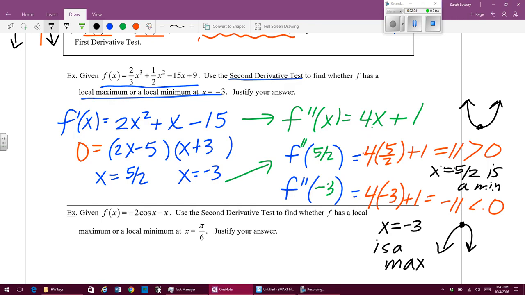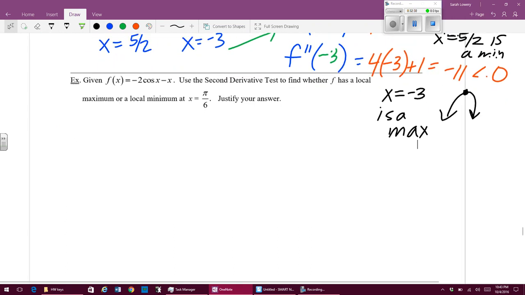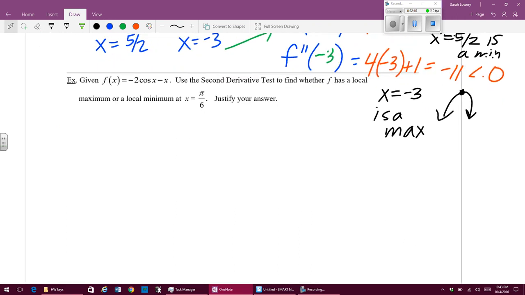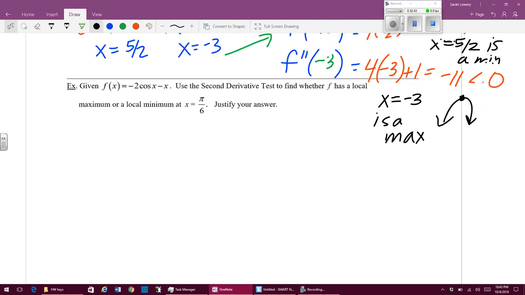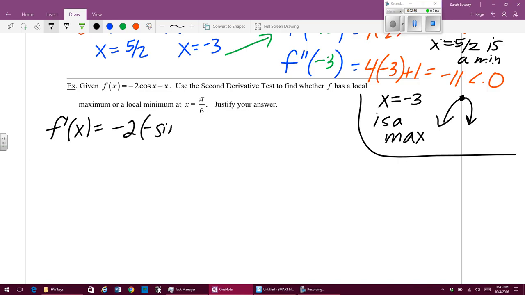Okay? Let's do another one. I've got a nice, pretty fun trig function. And it tells me f of x equals negative 2 cosine x minus x. So first thing I'm going to do is take the derivative. I get negative 2 times negative sine x minus 1, which I'm going to simplify to be positive 2 sine x minus 1.